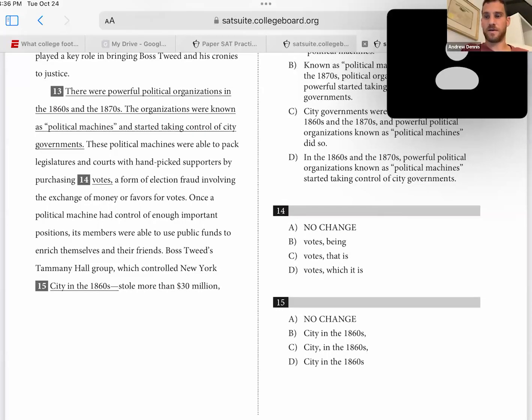Yeah, B. Which controlled New York City in the 1860s, comma, right? This is a classic appositive. You don't need to know what that word is. It's just in English, if you have a statement and then in the middle of that sentence you want to identify or add an additional detail, you're free to do it in between two commas.